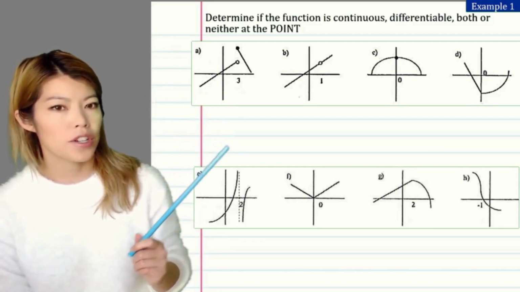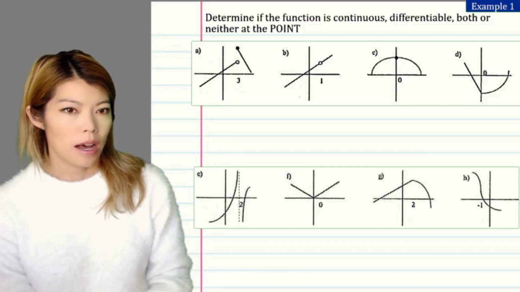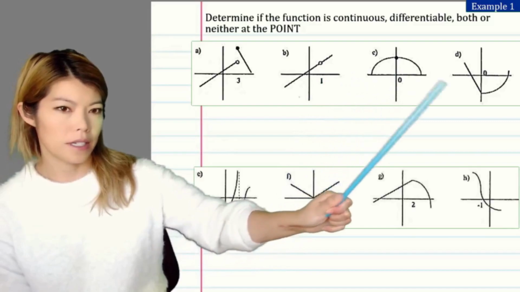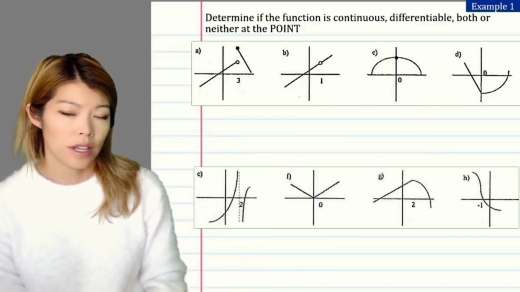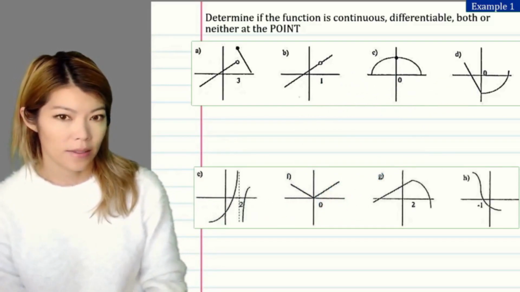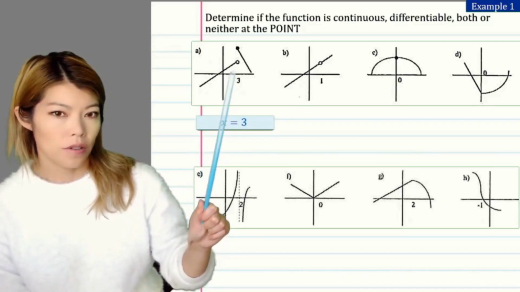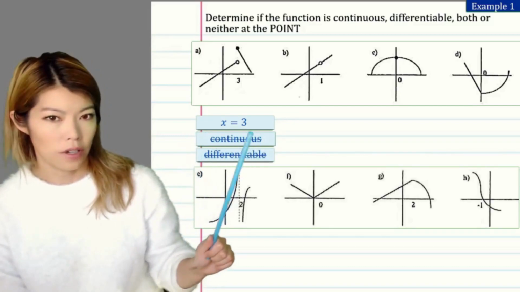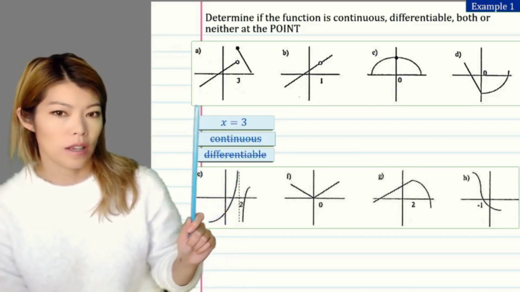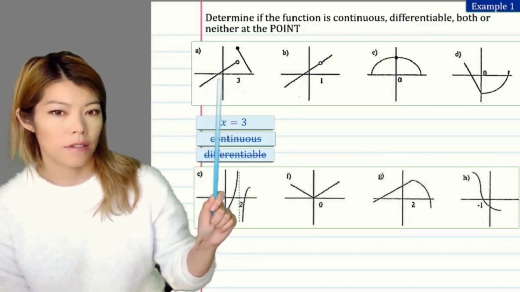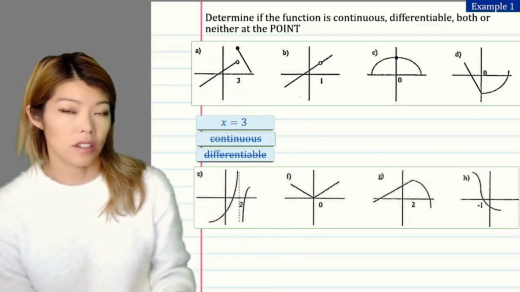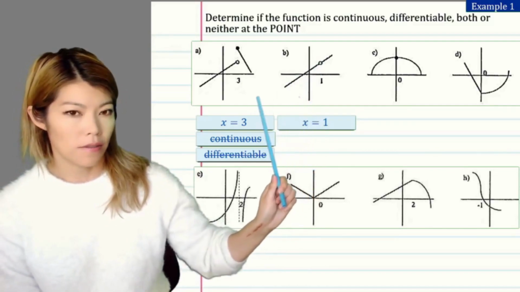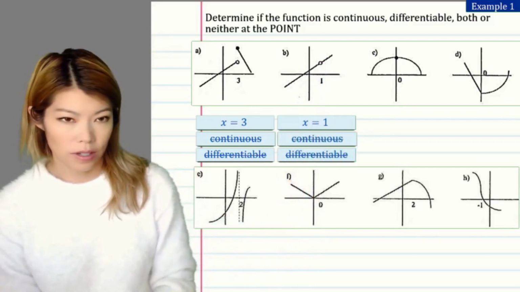So determine if the function is continuous, differentiable, both or neither at the certain point. So obviously the point where it's slightly different. You can pause the video and give it a go yourself and then unpause to check your answers. So here we have at x equals 3, it's not continuous, it breaks. So therefore it's not differentiable. The easiest way to see if it's continuous is put your finger on the graph, and if you have to lift it, then it's not continuous. So at x equals 1, you have to lift your hand because there's a hole there, it's not continuous.